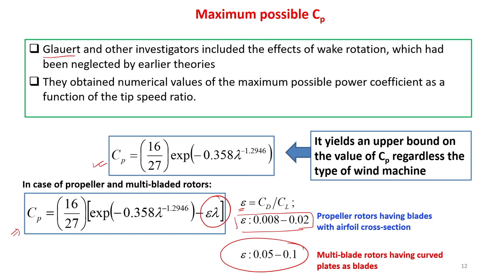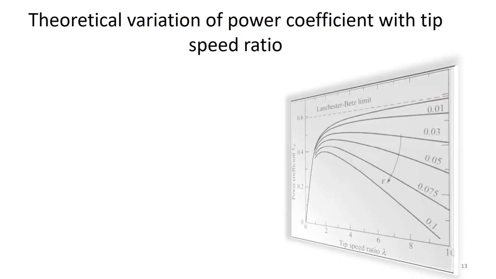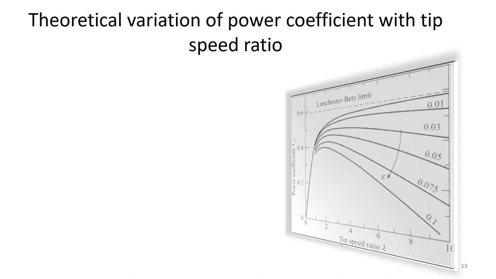And as per the observation, they obtained numerical values of maximum possible power coefficient as a function of tip speed ratio. Let us see how they have plotted it. Tip speed ratio is on the x-axis and power coefficient on the vertical axis, and this dotted line is the Lanchester-Betz limit. Sometimes we call it the Betz limit as well. This line is the topmost line. Finally, it is going to meet the Lanchester-Betz limit at infinite values of lambda. So, this is for this expression, and the dotted line is for the Betz limit.